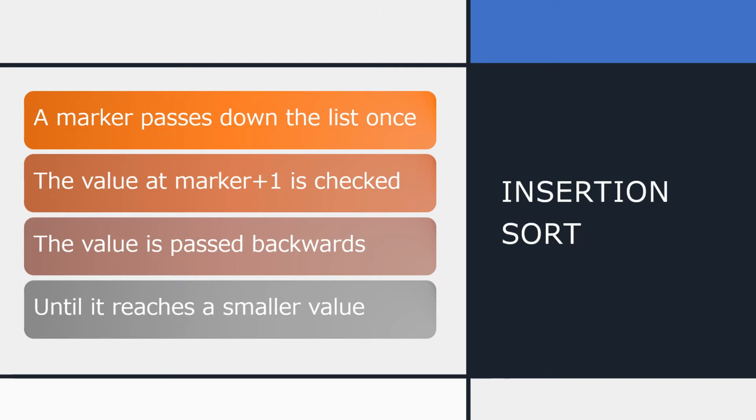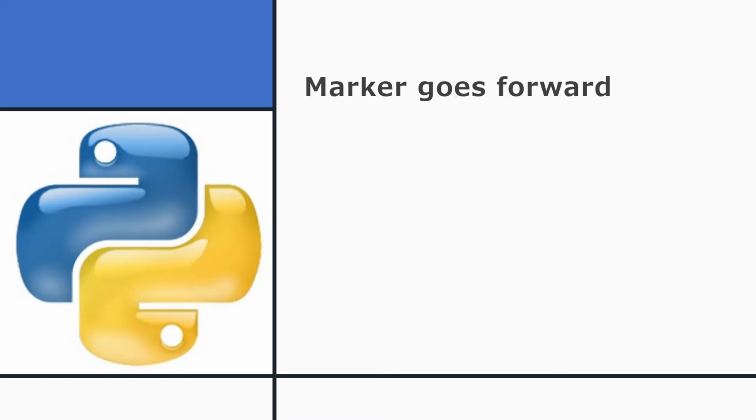So let's write a program to do that. I suggest that you follow along with me. If you like, you can stop the video before I show you the code and try and write it yourself. Otherwise, stop it after you see the code and then you can copy. Okay, so first of all, we're going to make a marker go forward through the list. So how would you do that?